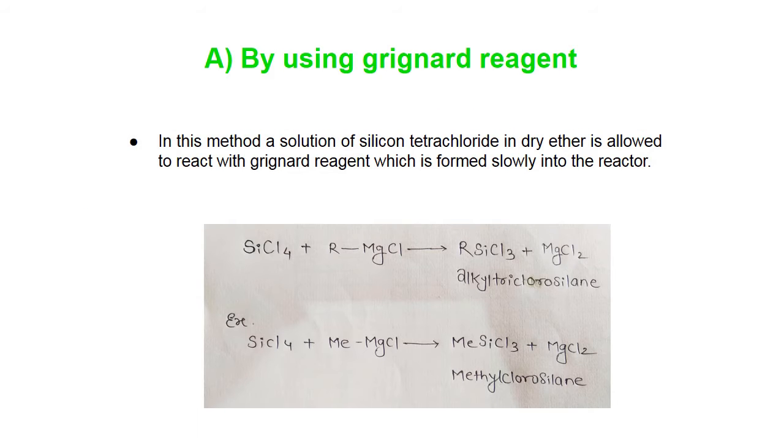First, by using Grignard reagent. In this method, a solution of silicon tetrachloride in dry ether is allowed to react with Grignard reagent, which is fed slowly into the reactor. Reaction: SiCl4 plus RMgCl gives alkyl trichlorosilane, or RSiCl3, plus MgCl2. Example: SiCl4 plus MeMgCl gives methyl trichlorosilane, or MeSiCl3, plus MgCl2.